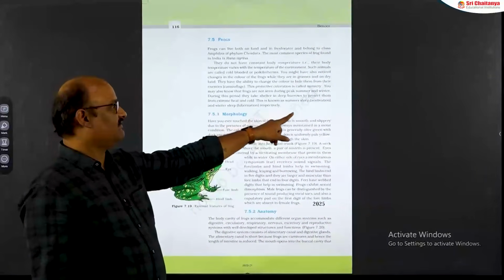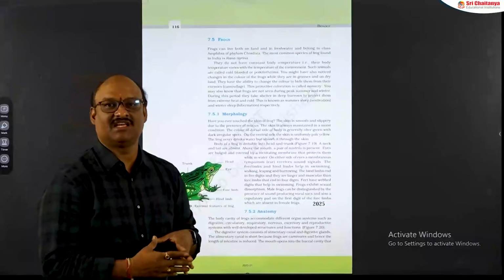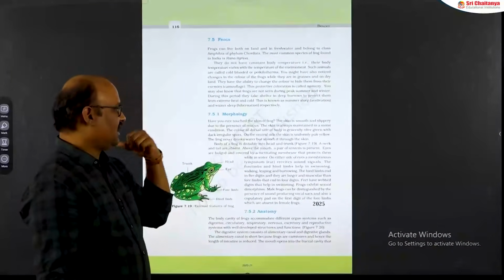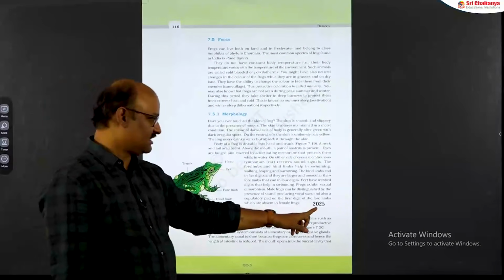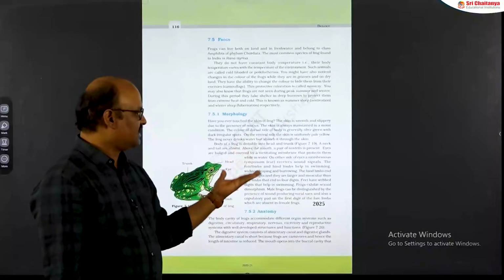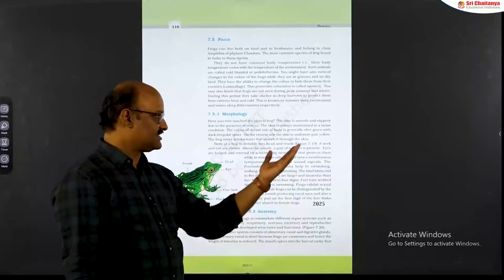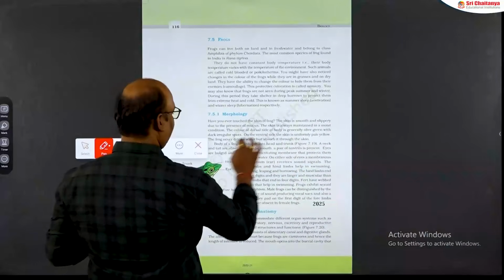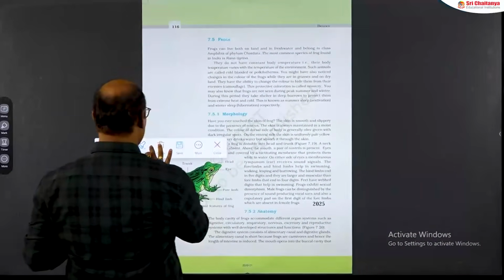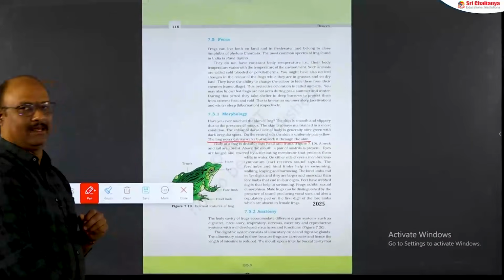Frogs do have aestivation, that is summer sleep, and hibernation, which is winter sleep. There was a question on external morphology. Frogs on the dorsal side are olive green and on the ventral side pale yellow. This is a very important statement. Frogs will never drink water, but they do absorb water through skin.